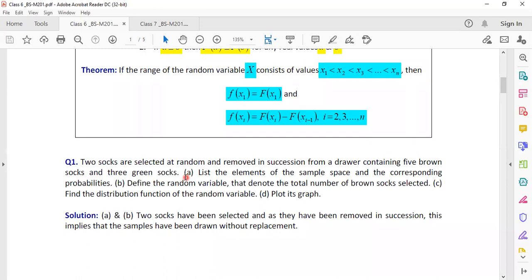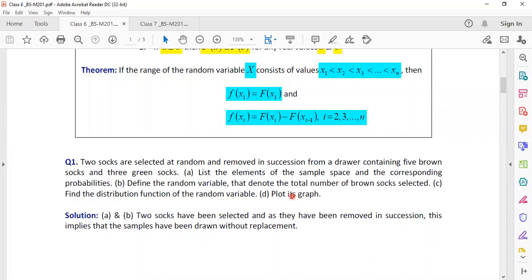Two socks are selected at random and removed in succession from a drawer containing 5 brown socks and 3 green socks. So the total number of socks here is 8. There are 3 parts in the question. Number 1 is list the elements of the sample space and the corresponding probabilities. Define the random variable that denotes the total number of brown socks selected.